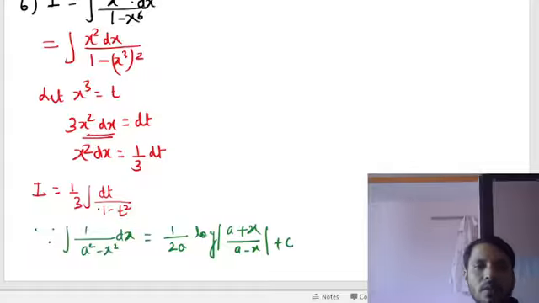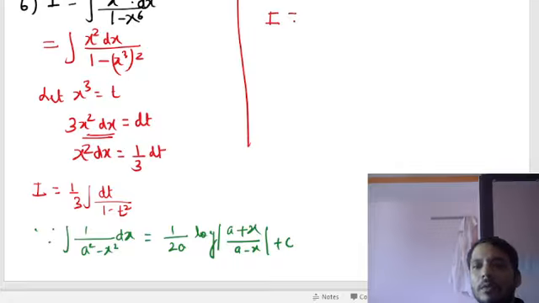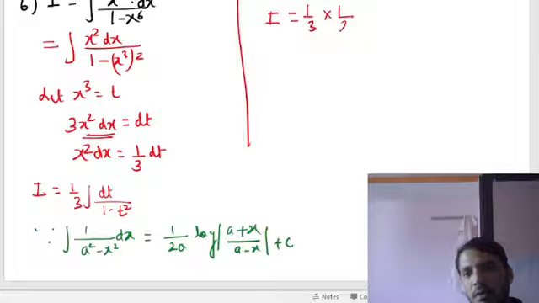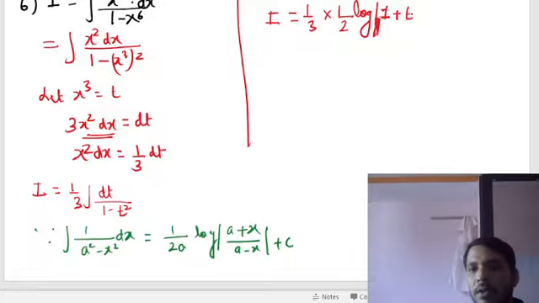This is the formula we are applying in that type of integration. So our I will finally become I equal to 1 by 3, first of all as it is, into 1 by 2a. The value of a here is 1, that means it is just 2, and then log of mod of 1 plus t divided by 1 minus t plus c.